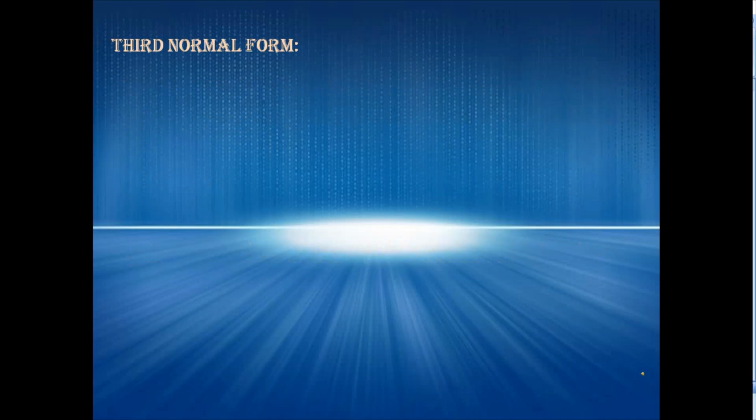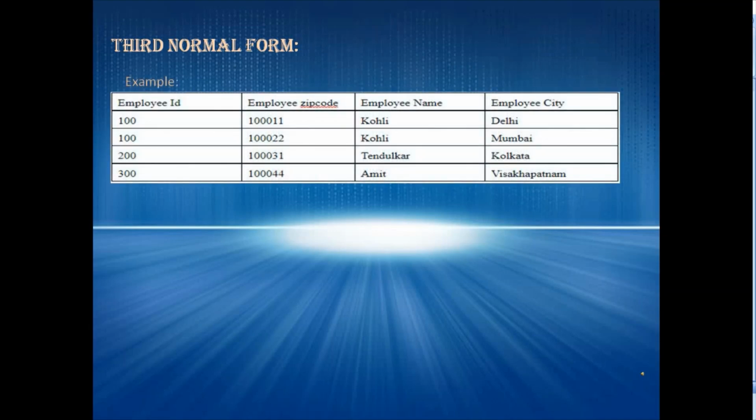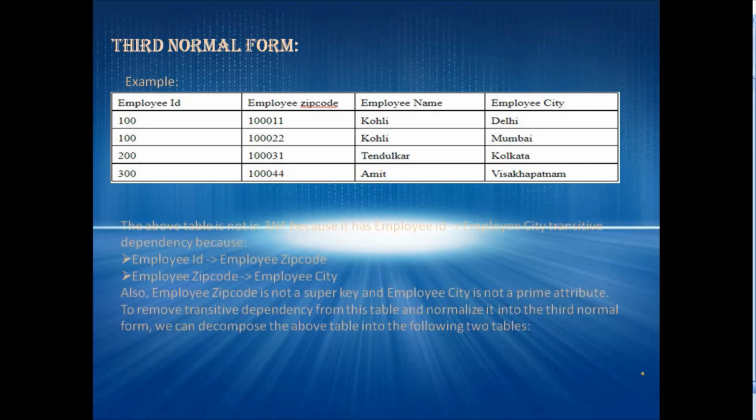For example, let's consider a table containing employee ID, employee zip code, employee name, employee city. The above table is not in 3NF because it has an employee ID to employee city transitive dependency, because employee ID to employee zip code to employee city also. Employee zip code is not a super key and employee city is not a prime attribute. To remove the transitive dependency from this table and normalize it into the third normal form, we can decompose the above table into 2 tables.